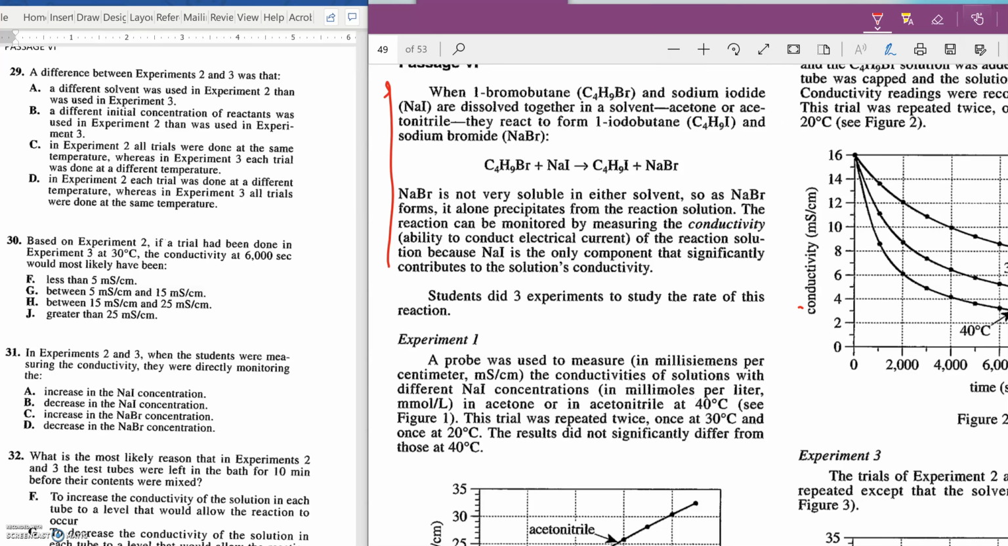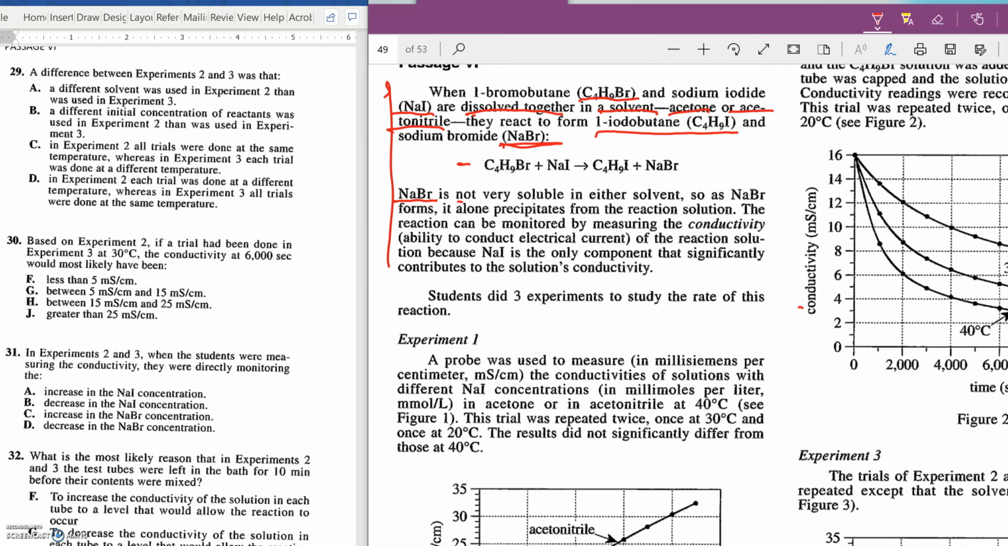So when bromobutane and sodium iodide are dissolved together in a solvent, acetone, it doesn't matter, so the solvents are these 2. They react to form that, and sodium bromide, at least I can say that. And here's the chemical equation.